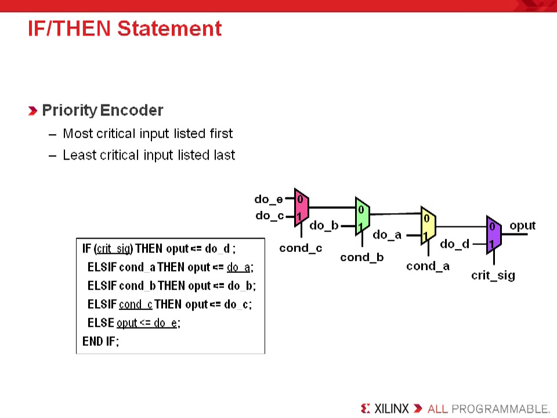So this example shows you that the if-then statement construction of a mux builds LUTs in series. Now, it is very important that you understand that having these LUTs in series produces long delay paths. Just look at the do_e input.